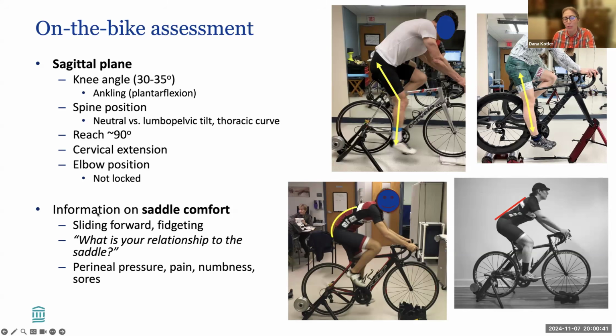And we ask a lot of questions about what people are feeling while they're on the bike. So we ask a lot about the saddle, especially because many things that we see, we can often chalk up to a problem with the saddle. So if they're sliding forward, if they're fidgeting around, if they've got some pressure, that's going to make them tighten up in their neck and shoulders, and make them throw more weight into their hands in an effort to sort of unweight their butt a little bit.